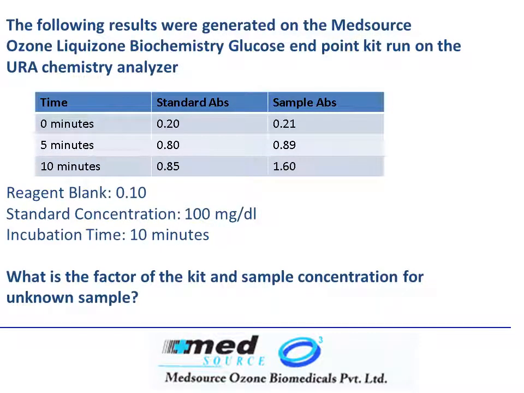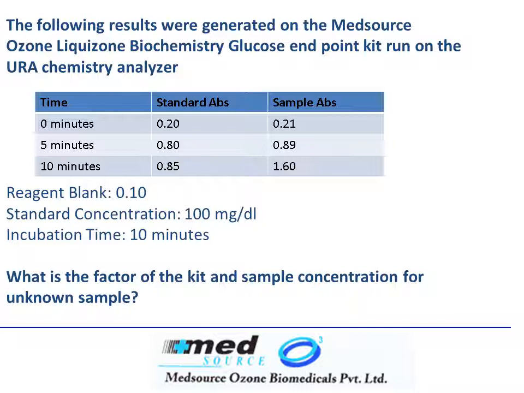Before we end this presentation, let me take you through three very clear examples on how chemistry analyzers estimate concentrations in patient samples in different types of reactions. First, let's start with an endpoint reaction.